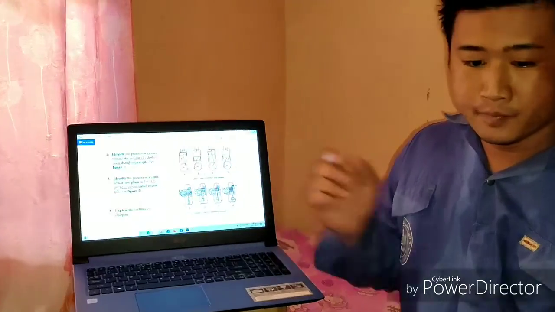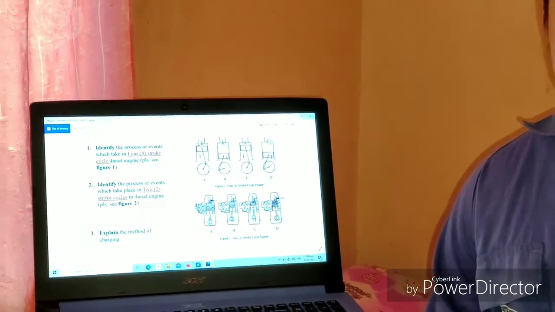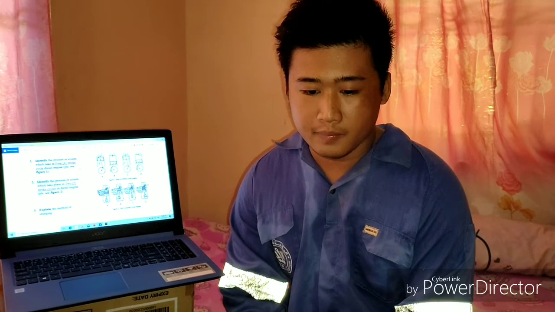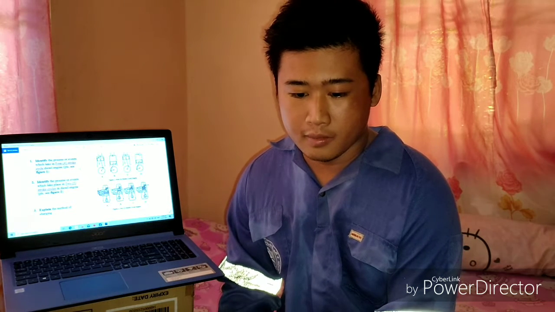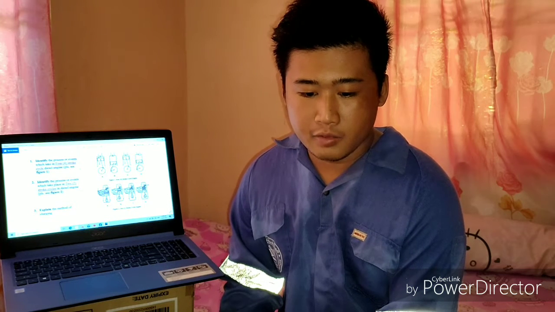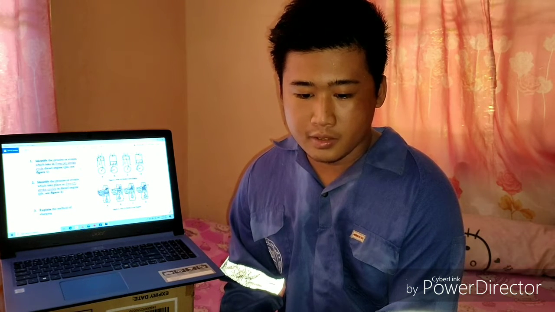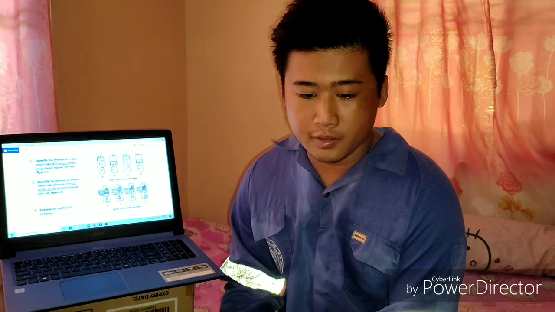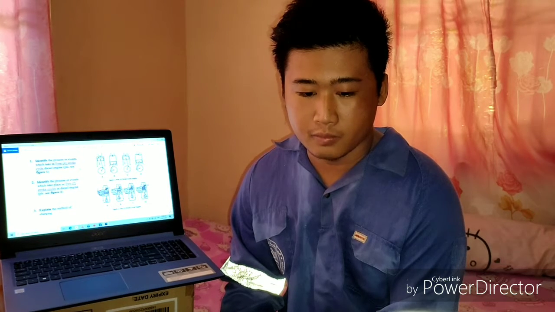Letter B, or the second process of the 4-stroke cycle engine, is called compression. The stroke begins at the bottom dead center, just at the end of the suction stroke, and ends at the top dead center. In this stroke, the piston compresses the air mixture in preparation for ignition during the power stroke. Both the intake and exhaust valves are closed during this stage.